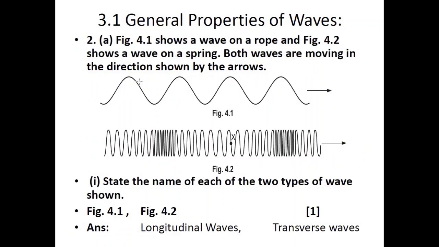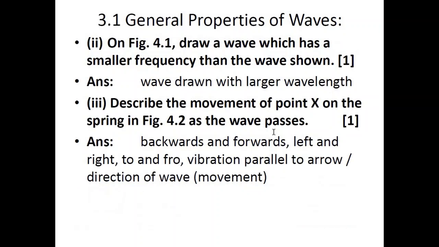Figure 4.1 shows a wave on a rope and 4.2 shows a wave on a spring. Both waves are moving in the direction shown by the arrow. State the name of each of the two types of wave. 4.1 is obviously a transverse wave, whereas 4.2 is a spring, so it would be a longitudinal wave.